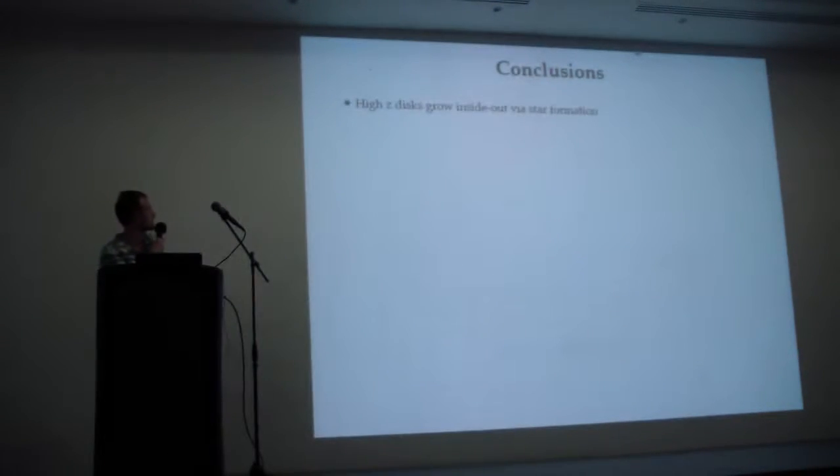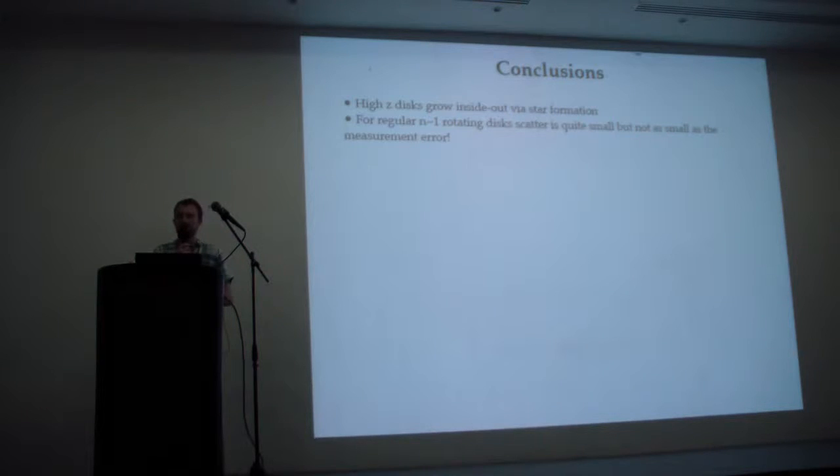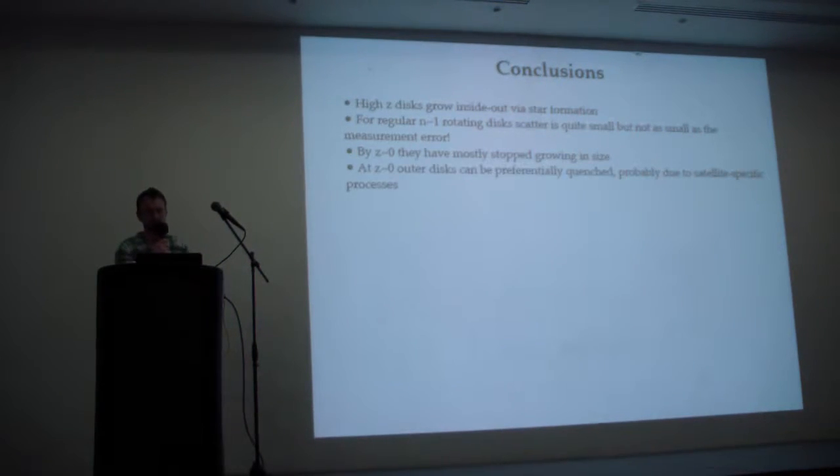So to conclude, high redshift disks grow inside out by star formation, and for regular, n of 1, rotating disks, the scatter is quite small, but not as small as the measurement error, so we're looking to probe deeper into that. At redshift 0, they mostly stop growing in size, at least through star formation. And at redshift 0, the outer disks seem to be preferentially quenched, probably due to satellite-specific processes.